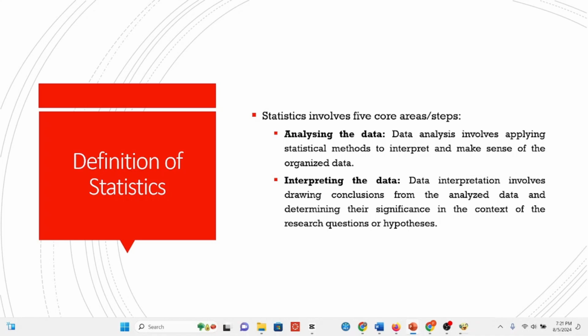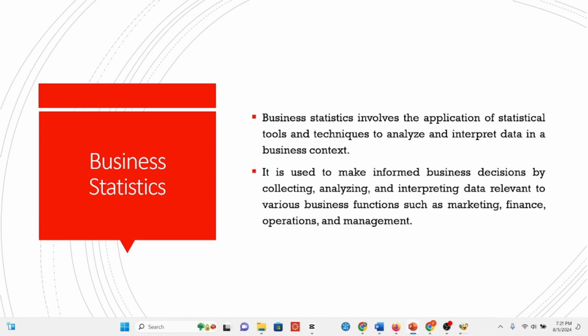Based on the definition of statistics, we can now talk about what business statistics is about. So business statistics involves the application of statistical tools and techniques to analyze and interpret data in a business context. It is used to make informed business decisions by collecting, analyzing, and interpreting data relevant to various business functions such as marketing, finance, operations, and management.